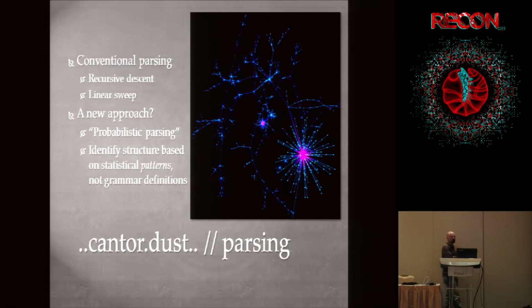In conventional parsing, there are two main approaches. There's recursive descent parsing, which is what IDA uses. You give it a starting point. It sort of follows the path of execution. If there's a call made, it follows that call. If there's a jump, it follows that jump, and it parses in that fashion. Then there's linear sweep parsing, which is something more like objdump, which basically starts at the beginning and just goes through in a linear fashion. It doesn't care where execution branches to. It just moves to the next linear instruction. Both of these methods have their pros and cons, but both of them have one serious con, and that's that they rely on a complete definition of that instruction's grammar.